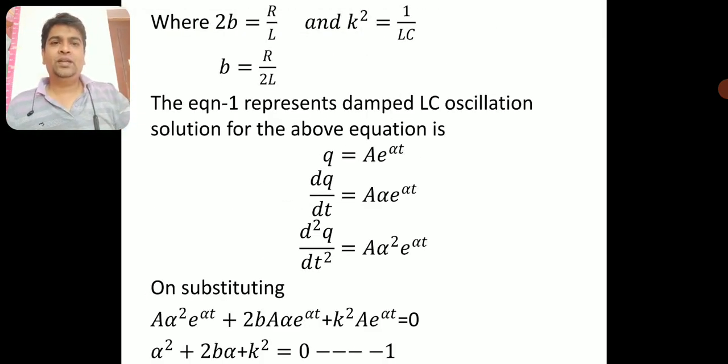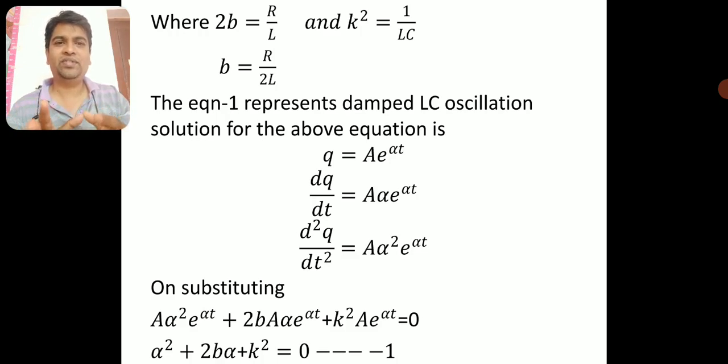So on substituting d square q by dt square, which is a alpha square e to the power of alpha t, plus 2b dq by dt, which is a alpha e to the power of alpha t, plus k square into q. Q also I can substitute, which is a e to the power of alpha t. I have substituted d square q by dt square in the first term, dq by dt in the second term, and q in the third term. There is no q term left here.